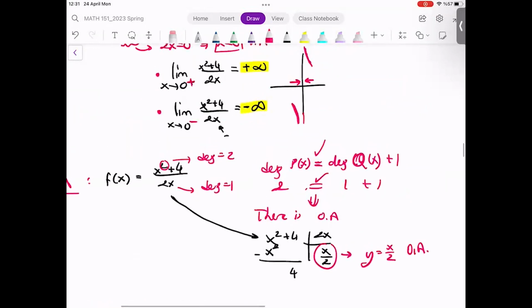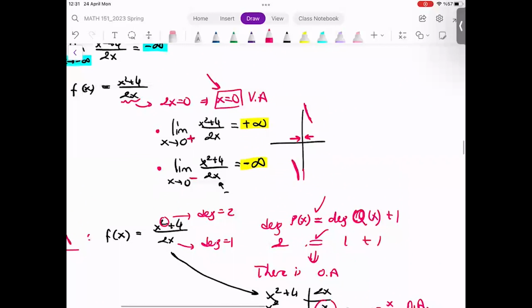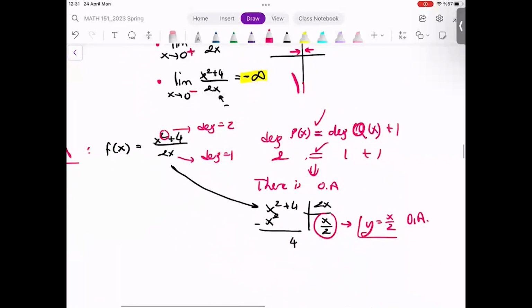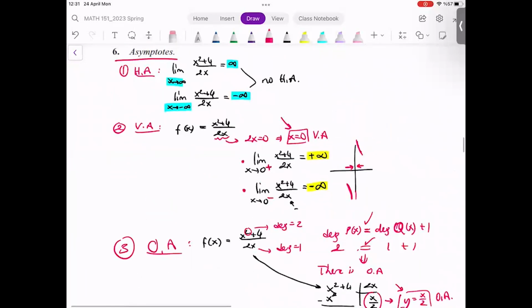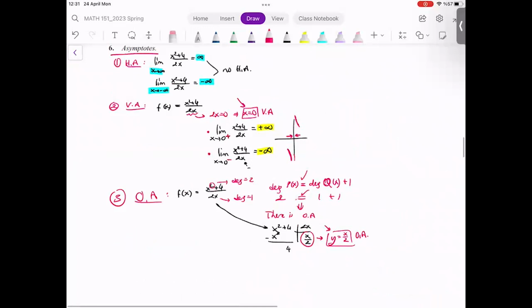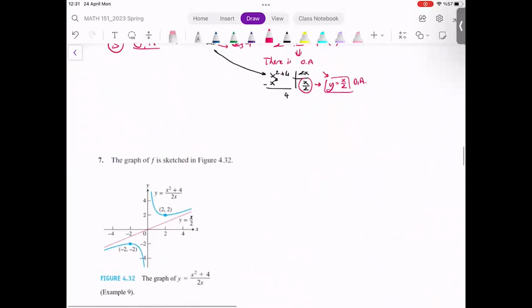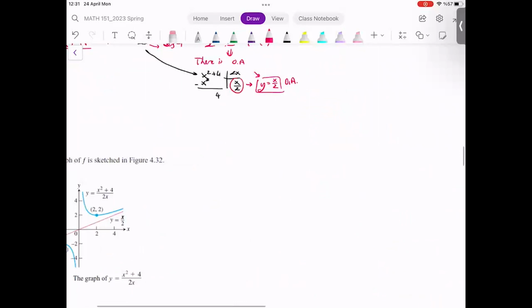We have one vertical asymptote, which is x equals 0, and one oblique asymptote, which is y equals x over 2. Okay, after handling the asymptotes like that, there are 3 kinds of asymptotes. Then now we can start drawing the graph. And I took this graph from your course book, but don't worry, we will draw it together.